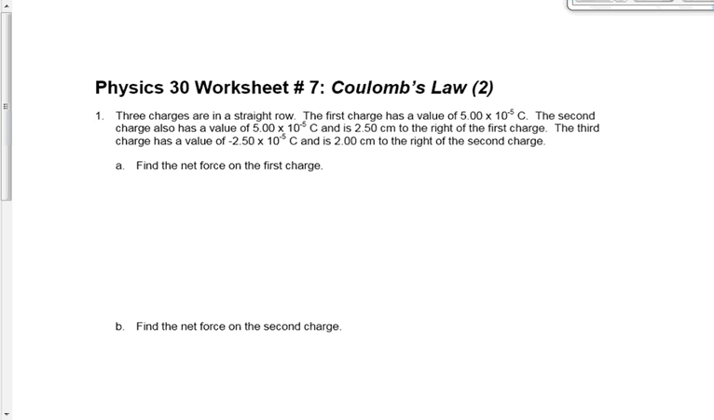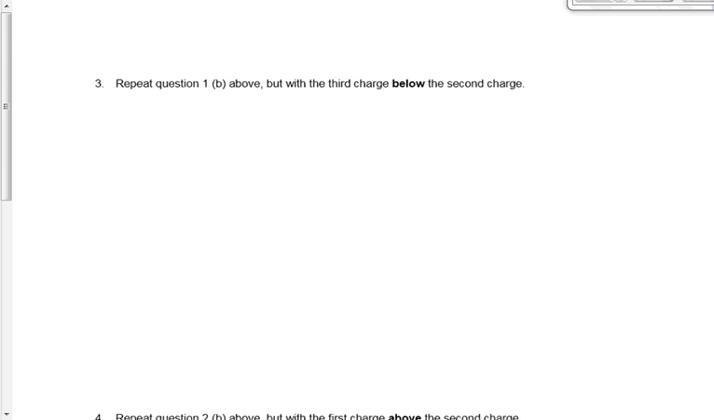Our homework last night that we needed to finish up was worksheet number 7, and we had 2 requests to go over questions 3 and 4. Question 3 relates back to question 1B, except in this one, we're going to move the third charge below the second charge. In question 1B, it looks something like this. In question 3, it looks something like this instead.